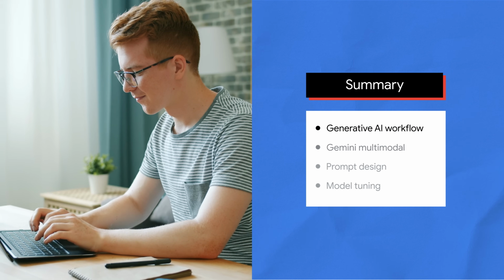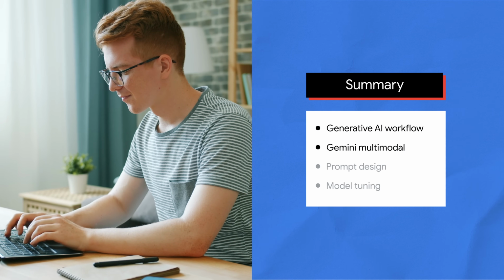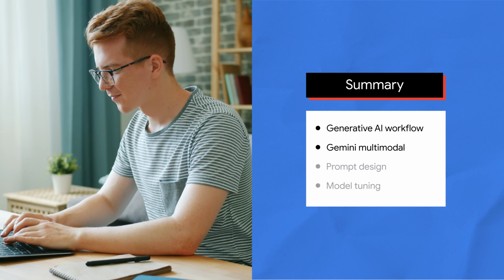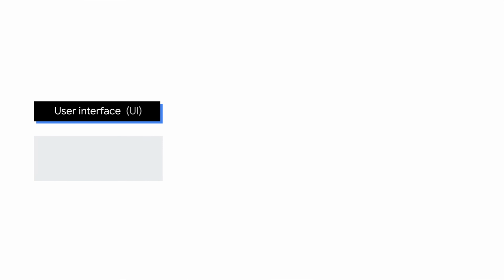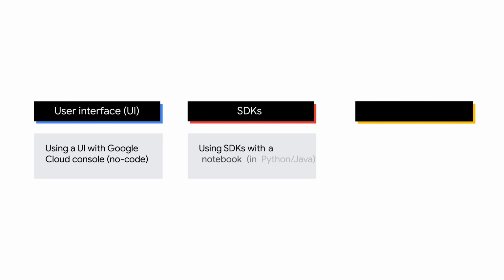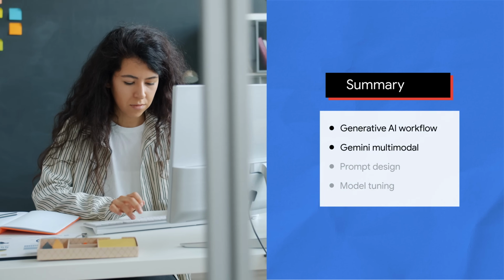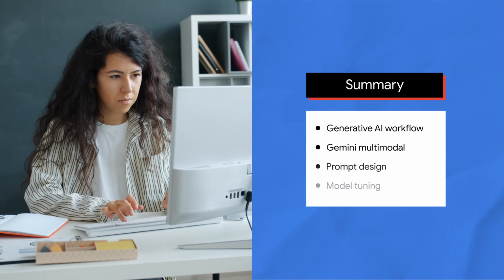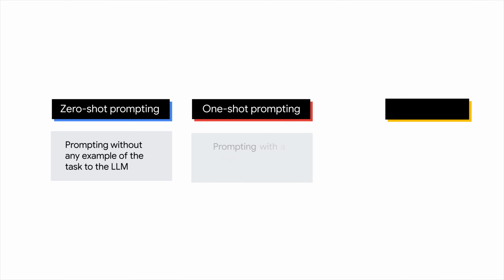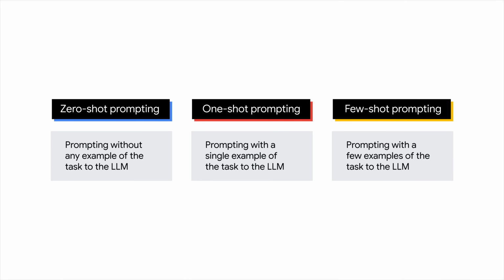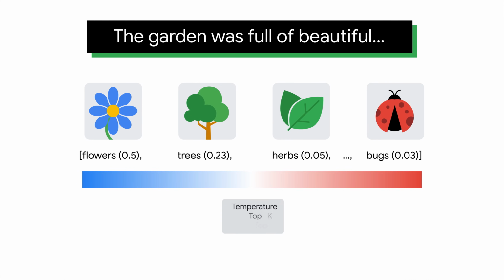You then focused on Gemini Multimodal, which is Google's most capable and general model yet. You learned different ways to interact with Gen AI models and walked through a demo to use Gemini Multimodal with Vertex AI Studio. Next, you explored prompt design. You learned different types of prompts: zero-shot, one-shot, and few-shot, and the configuration of model parameters like temperature, top K, and top P.